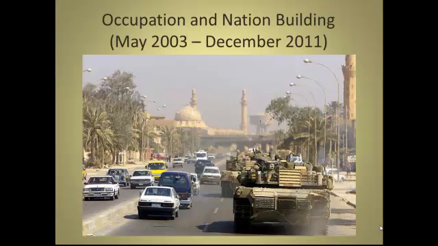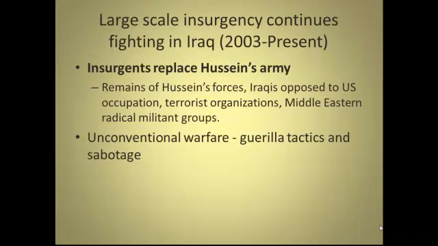So now the United States and Great Britain and its allies had to enter the second phase of the Iraq War, the occupation and nation-building phase. As with Afghanistan, it's very easy to win the war, but it's very difficult to win the peace. And this phase would last from May of 2003 to December of 2011. So the fighting continued in Iraq, because a large-scale insurgency continued fighting.